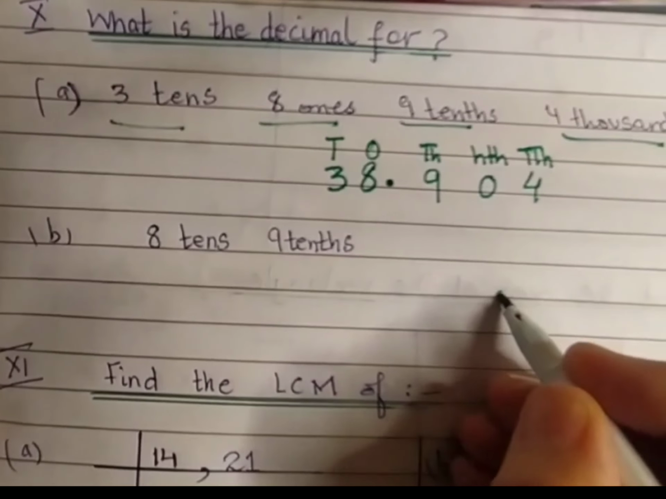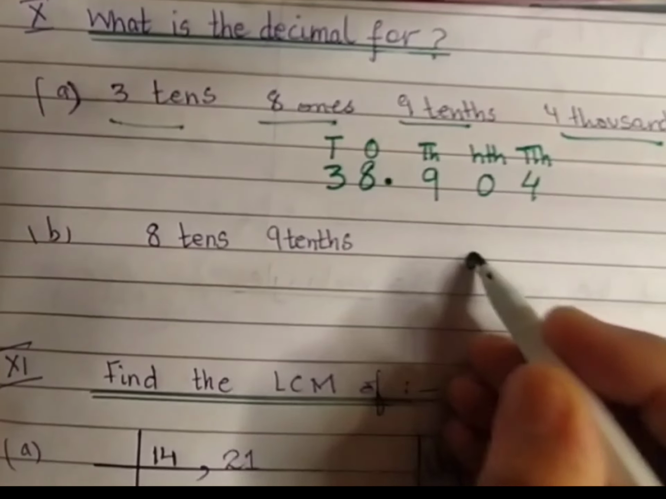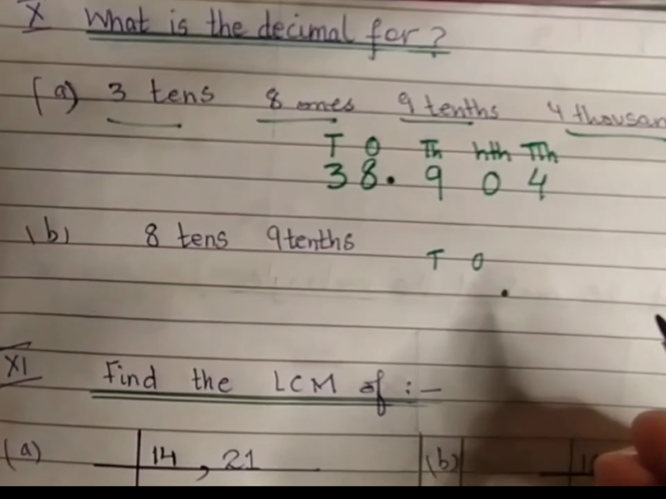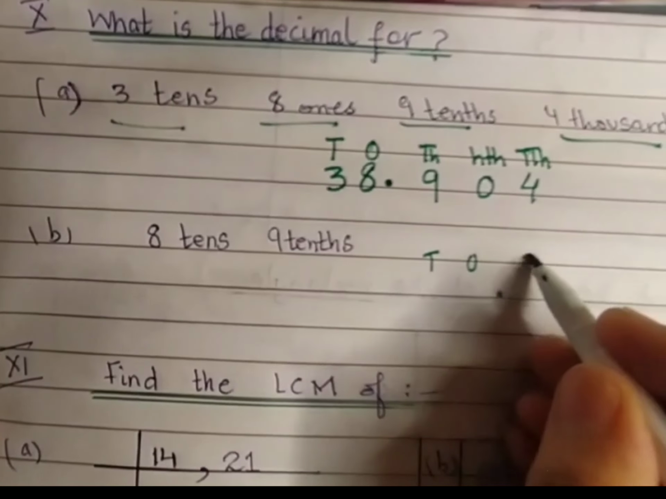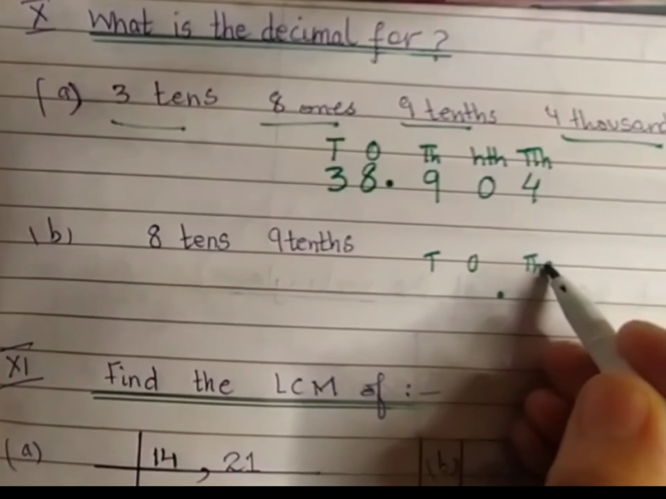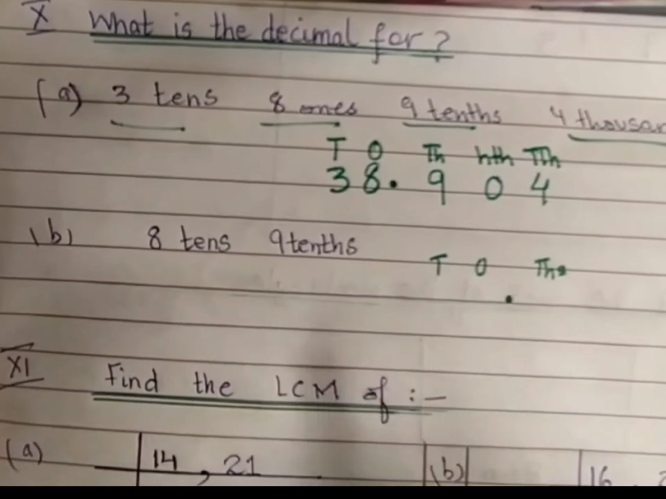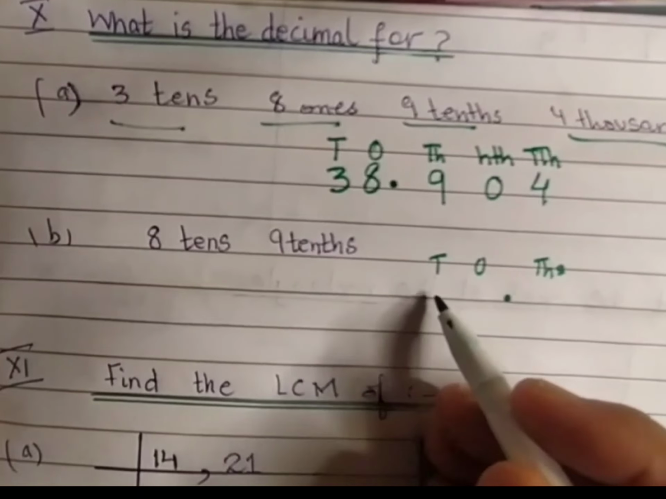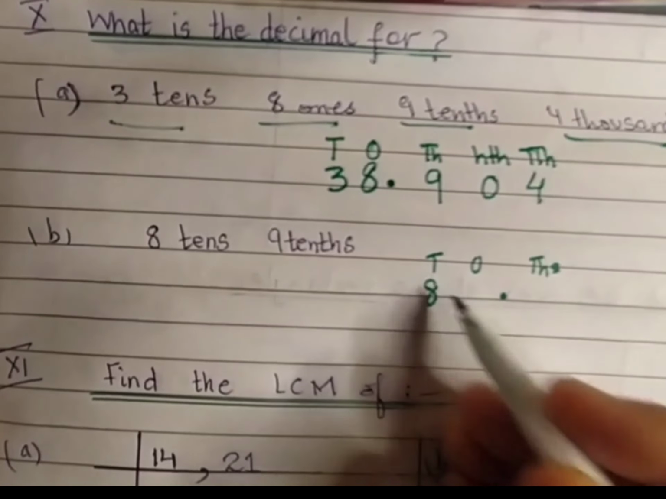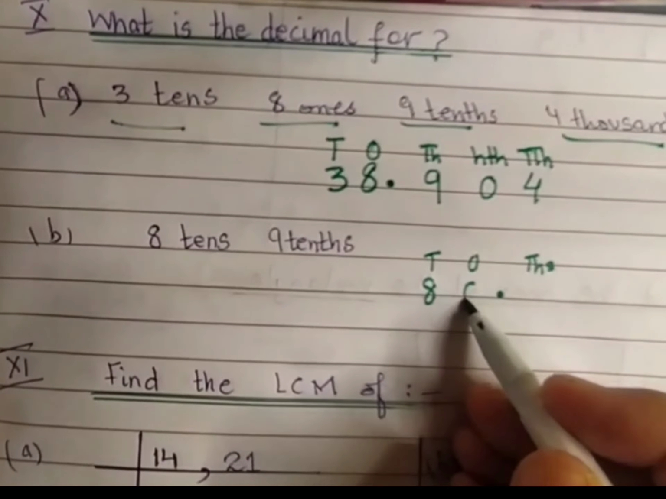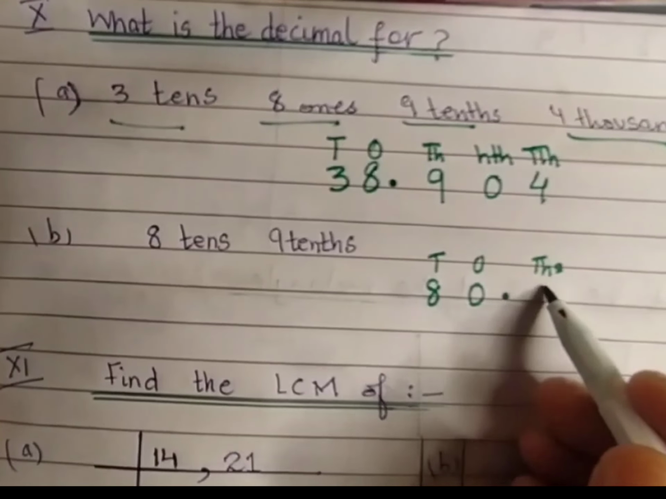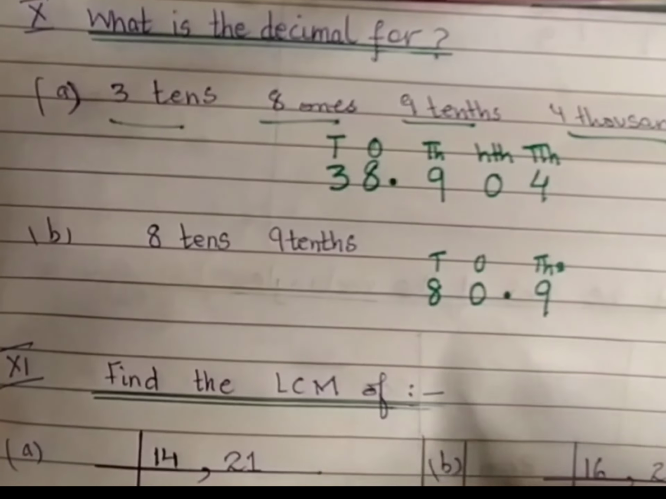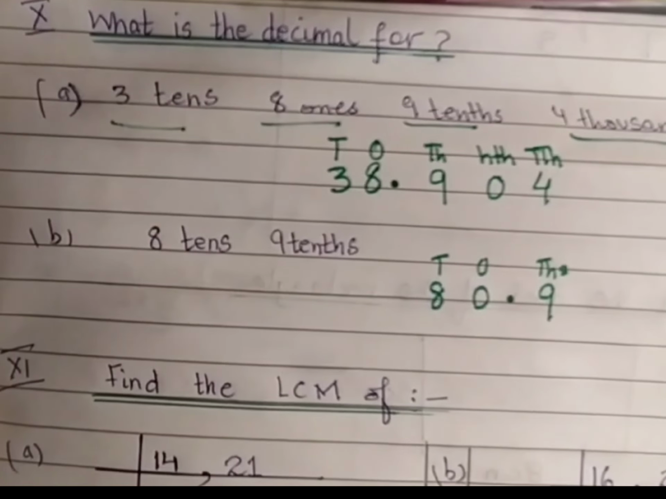Again, you can put a decimal point. Ones, tens, tenth. Do you see any hundredth around? No. So let's see tens. Tens is going to stand under tens. Since there is no one, so put a 0 there. 9 tenths is going to come here. Alright, 80.9 is your answer.